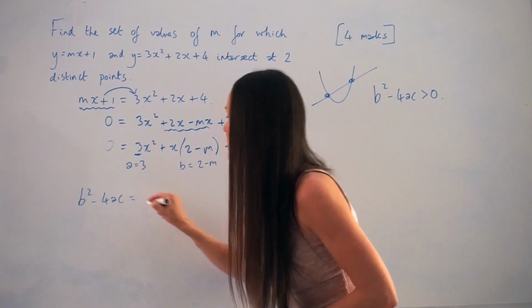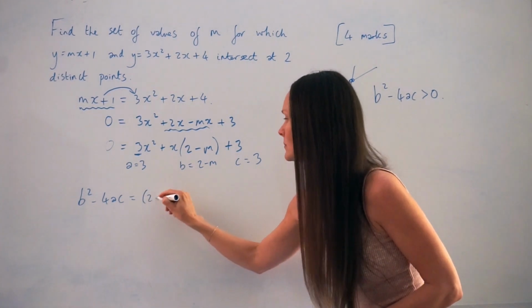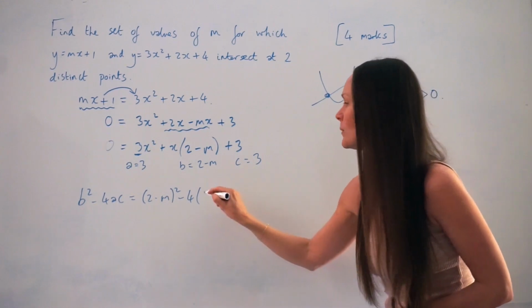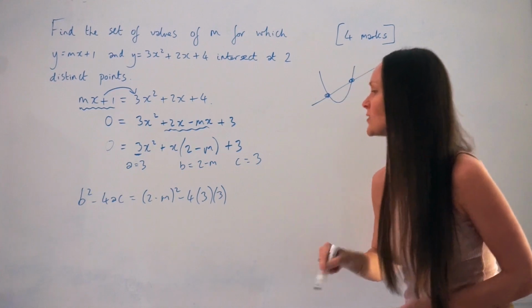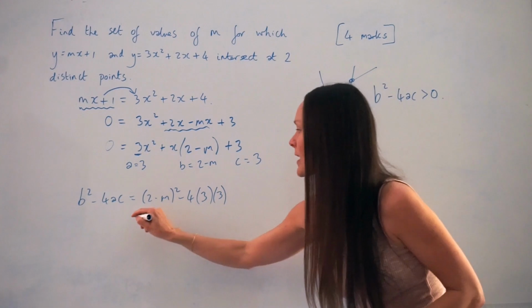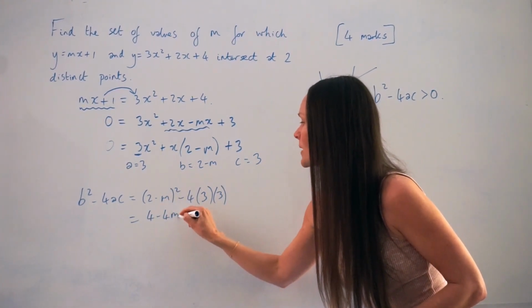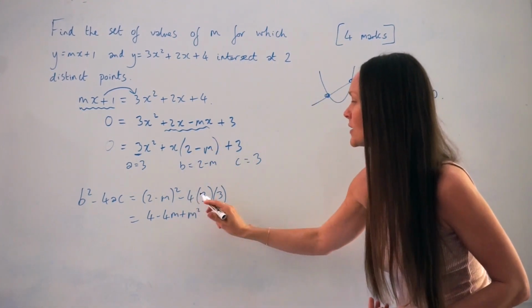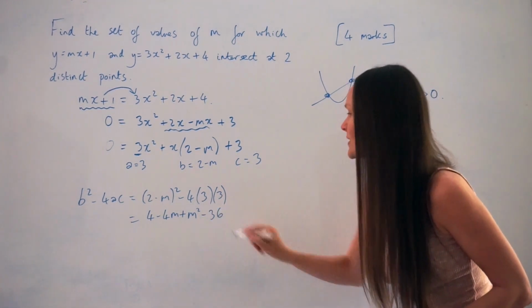So instead of b squared, we're going to replace it with 2 minus m all squared. Then we've got minus 4, and we're multiplying it by a, which is 3, and we're multiplying by c, which is also 3. Okay, so now I'm just going to expand and simplify the discriminant. So if I expand these brackets here, I'm going to get 4 minus 4m plus m squared. And if I times these three numbers together, minus 4 times 3 is minus 12, and if I times that by 3, I get negative 36.